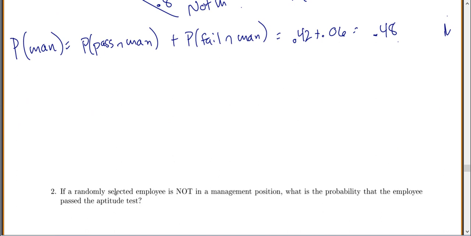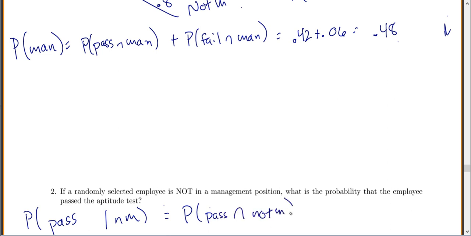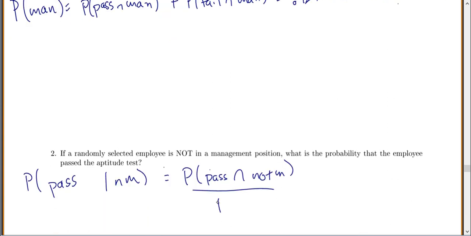Okay, and then similarly, if a randomly selected employee is not in a management position, what is the probability that the employee passed the aptitude test? Let's see. We know that they are not management, and we want to know the probability that they passed. That's kind of an interesting one. Conditional probability should start with the probability of the intersection. So we'll do pass and not management over the probability of not management.